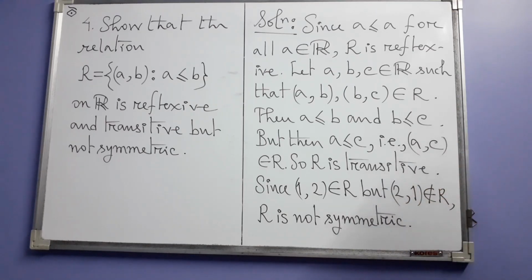So (2, 1) is not in R. So R fails to be symmetric. So that's the solution. Next.